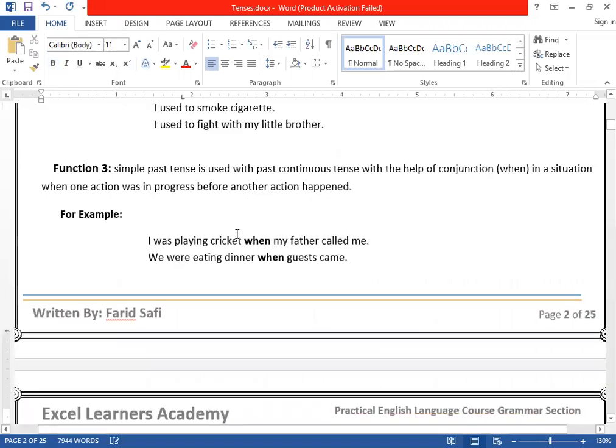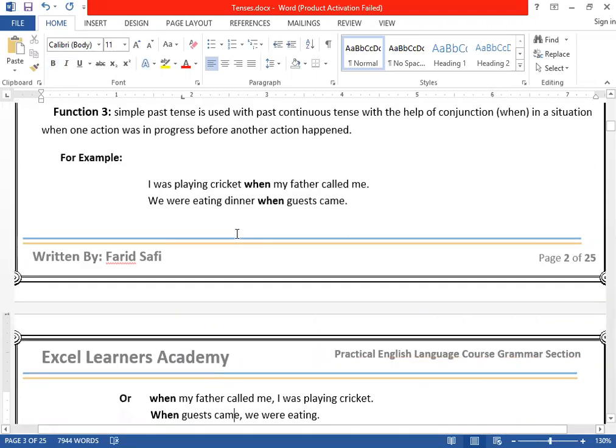Let's move toward the next one. Third function, clear? The third function of simple past tense. Simple past tense can also be used with past continuous, to combine two tenses together, to combine both of them, clear? Past continuous with simple past tense. There will be a situation. What type of situation? Like an action-into-action situation. Let me explain it to you in a little more detail.